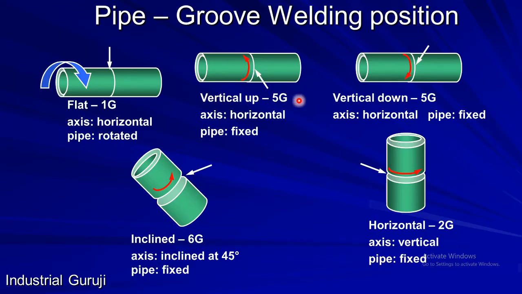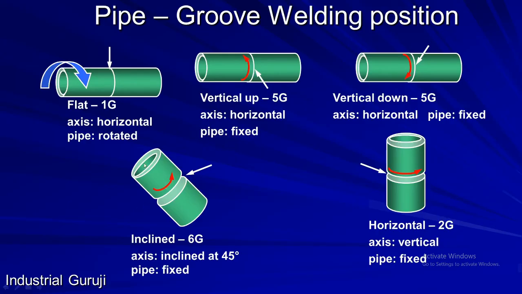In 5G vertical position, axis of pipe is horizontal with welding groove in vertical plane. Here also if weld progression is upward, then it's uphill position, and if weld progression is downwards, then it is called downhill position.